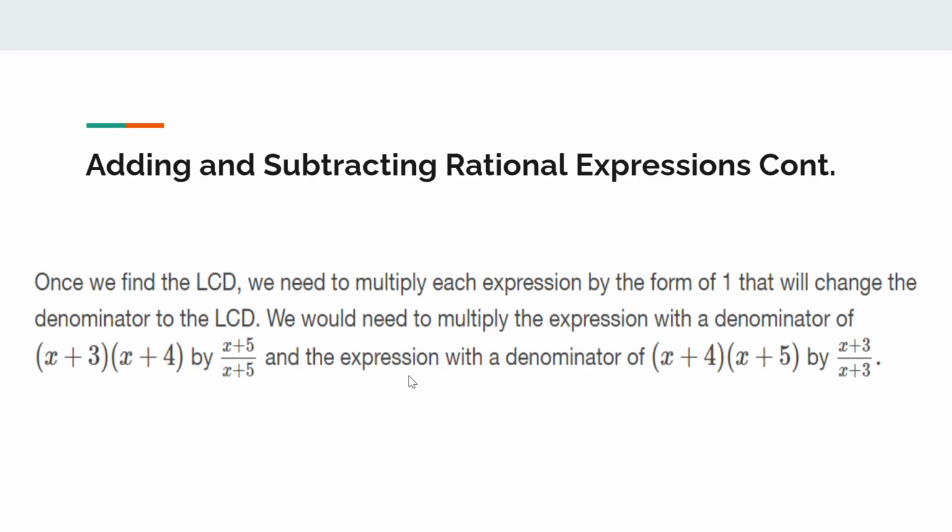So once we find the LCD, we need to multiply each expression by a form of 1 that will change the denominator into the LCD. We would need to multiply the expression with the denominator (x + 3)(x + 4) by (x + 5)/(x + 5), because this is just 1, so it will not change the original quantity. And the expression with the denominator (x + 4)(x + 5) will be multiplied by (x + 3)/(x + 3). Same thing here, it is just 1, so it will not change what it is.